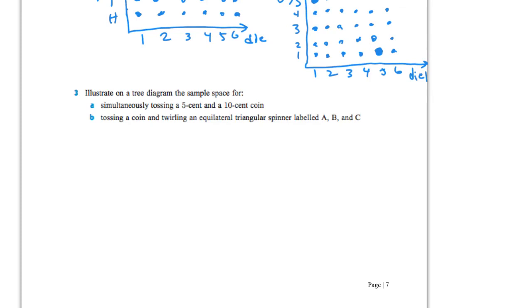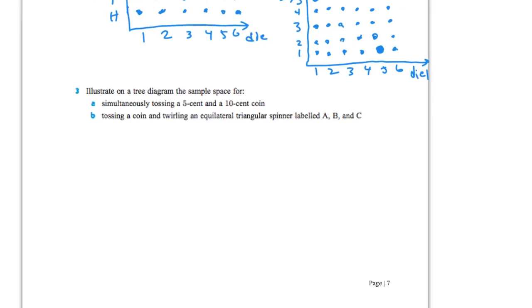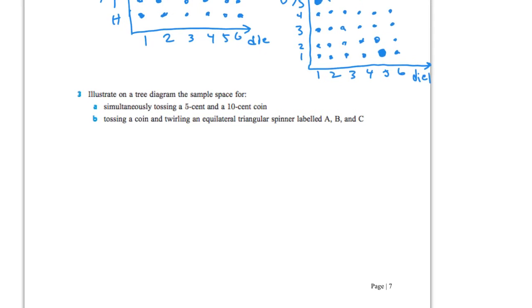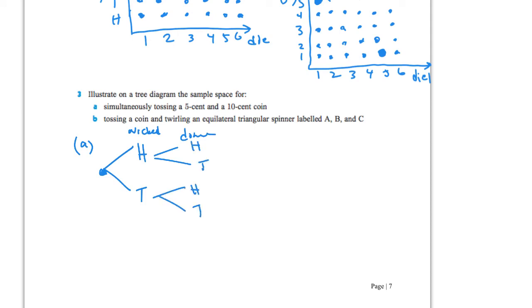All right, and then the third example, a tree diagram for a coin toss where we have a nickel and a dime. Okay, so the tree diagram, nickel, dime, part A. So remember, 1 dot on the left. Here's me flipping the nickel. The nickel could land on heads, tails. All right, and then I have a dime. So the dime could be heads, tails as well. And that's the tree diagram.